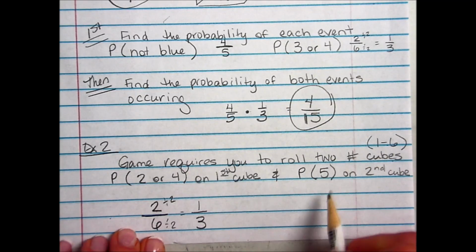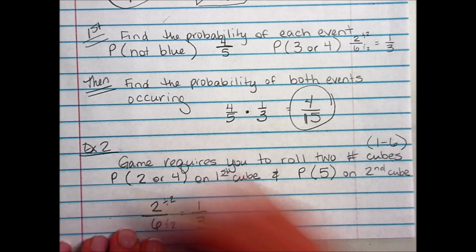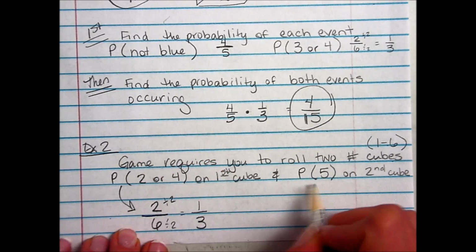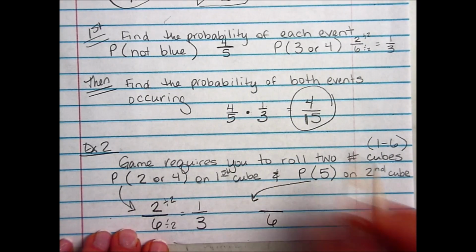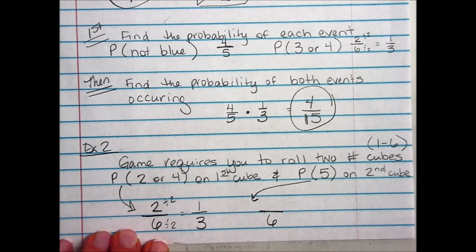All right, then I have to find the probability of rolling a 5 on the second time. Okay, still, how many total outcomes are there for the number cube? 6. Okay, probability of rolling a 5, favorable outcomes? How many 5s are there? 1. All right, so that's a 1 out of 6 of rolling the 5.